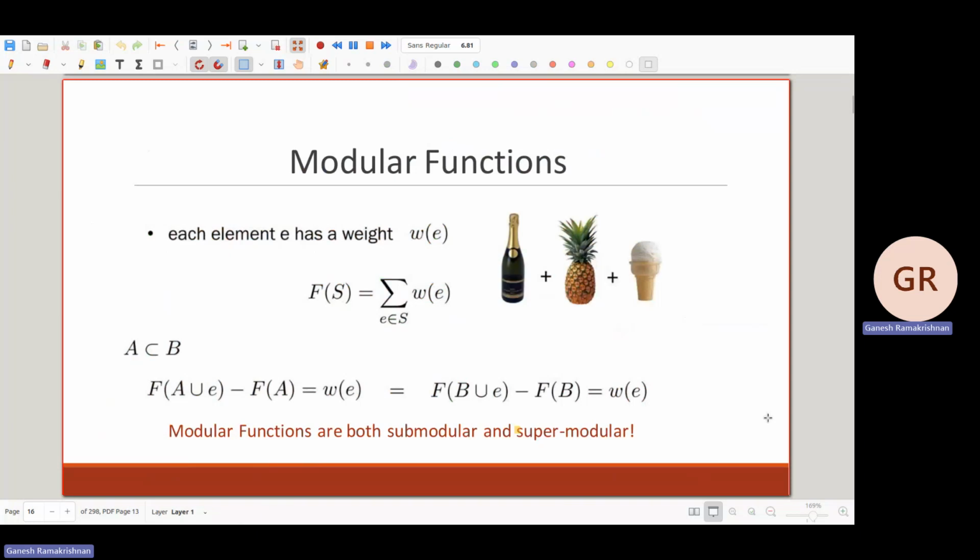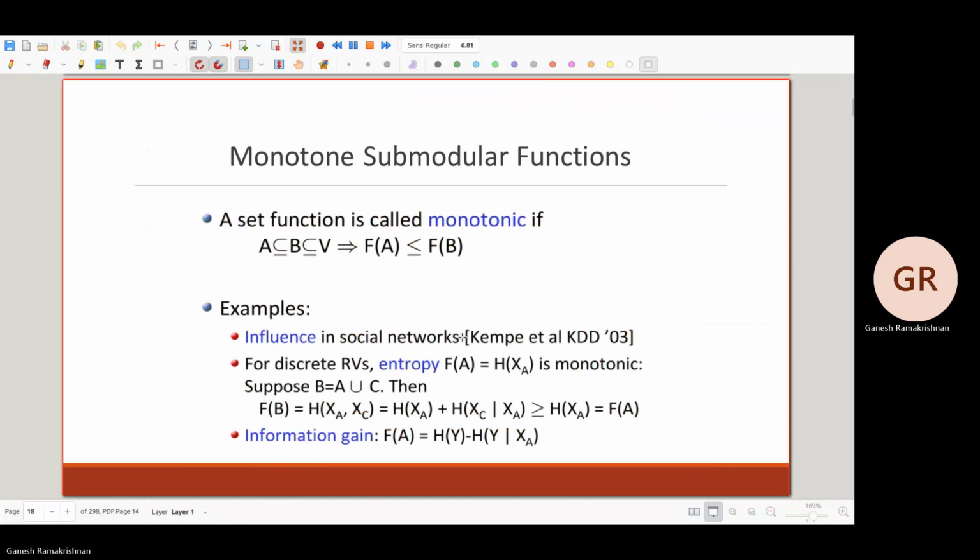Okay, and modular functions are another class of functions which are both submodular, and their negative is also submodular. They're basically linear functions. F of S is the summation over all elements in S of the weight of each element in S. So it's like a weight function. Okay. So now there are also monotone submodular functions. A lot of efficient greedy algorithms work out when there is monotonicity. Monotonicity basically means that as you keep adding elements to the set, the function cannot decrease.